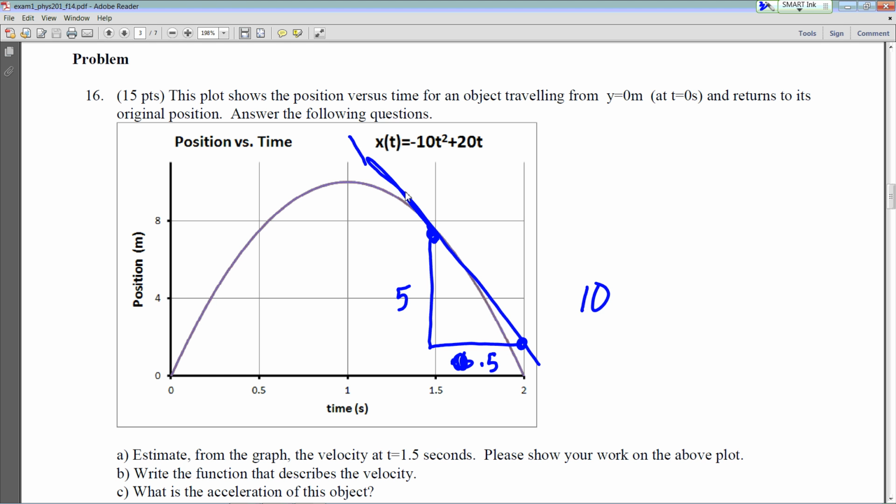Is it positive or negative? Right, so this has a negative slope, so I'll need to be careful with that. So for part A, I'm just estimating negative 10 meters per second.